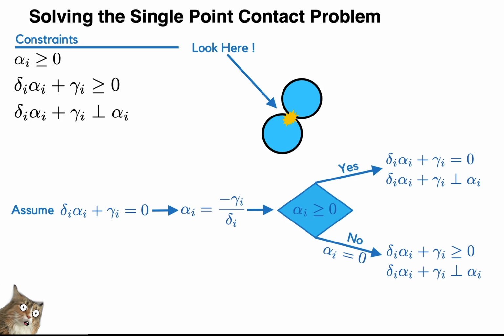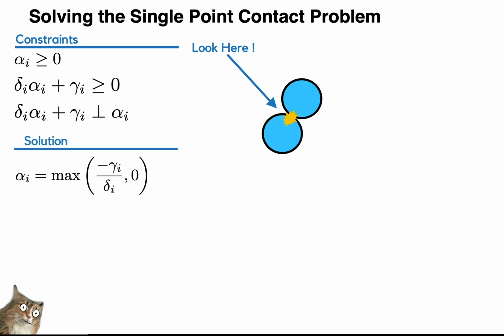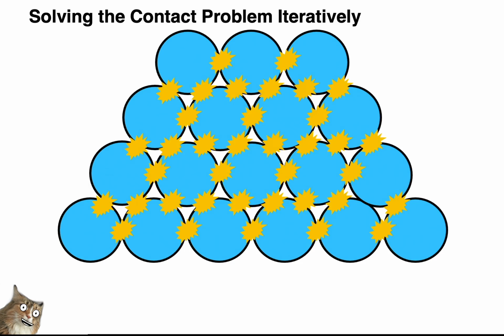And what's even more exciting is that just like our cloth collision algorithm, this somewhat involved flowchart can be expressed very compactly as the following mathematical equation, which computes alpha sub I and clamps it to 0 if it's negative. And that's that. That's the solution to the single point contact problem. Now we just need to extend this to our multi-point contact stack of circles. And, as I've been teasing the entire time, we are going to do this using an iterative solution procedure.